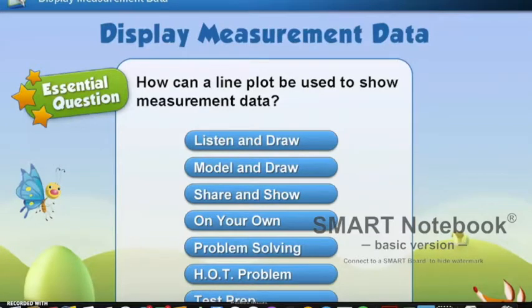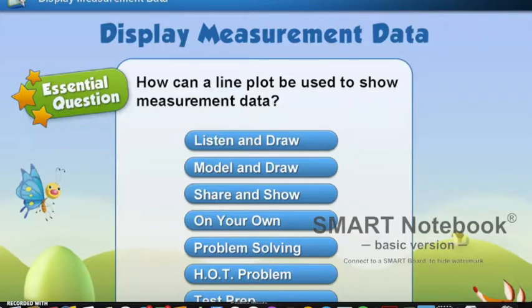Hello, second graders, and welcome to the second part of our math lesson for today. Again, we are doing lesson 8.9, the final lesson in chapter 8, which is called Display Measurement Data. And we were asking ourselves the essential question, how can a line plot be used to show measurement data?